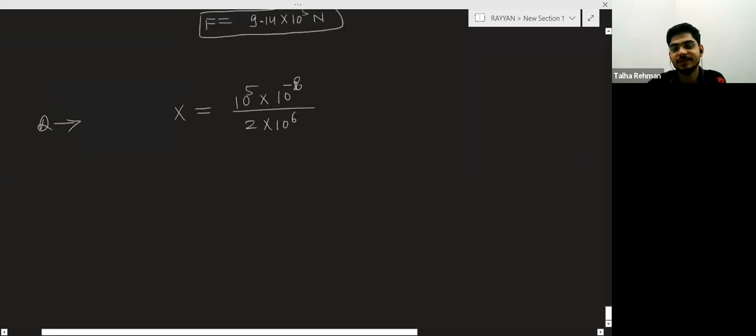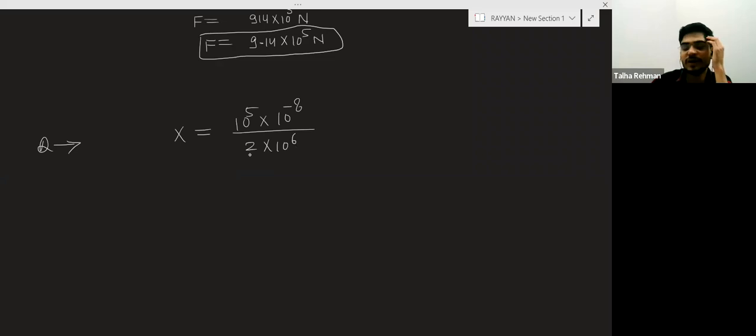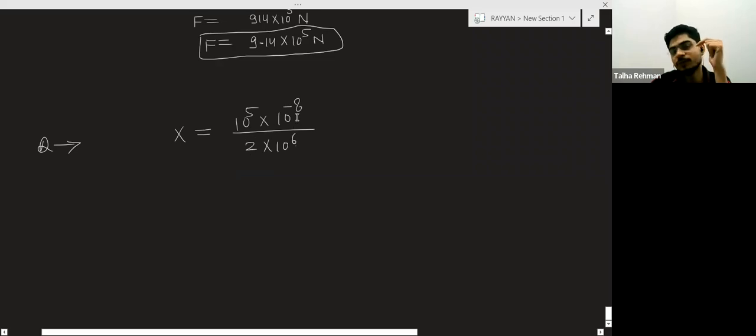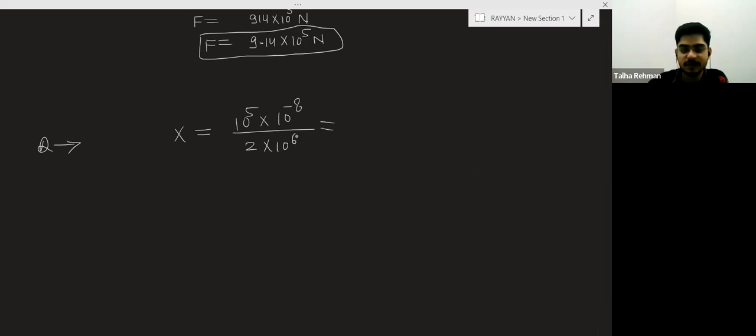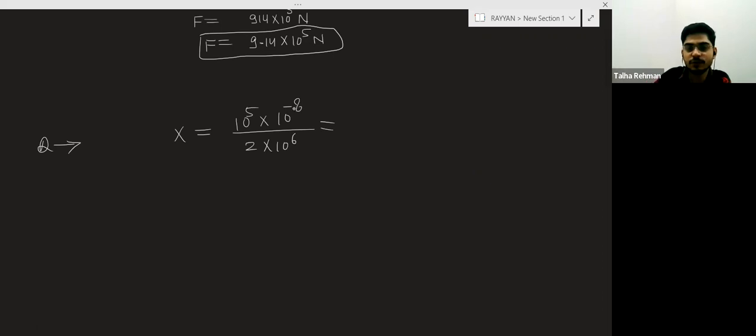How can you say that? This is 1 by 2 basically, no? This is in division. See here, here is 10 to the 5, 10 to the minus 8. It will become 10 to the power minus 3. And here is in denominator also, now you have to see the power. This is 10 to the power 6. See here, basically, this is 10 to the power 5, 10 to the power minus 8, so it will become 10 to the power minus 3.